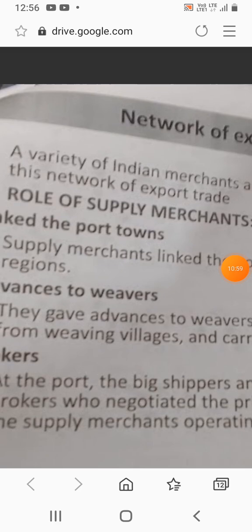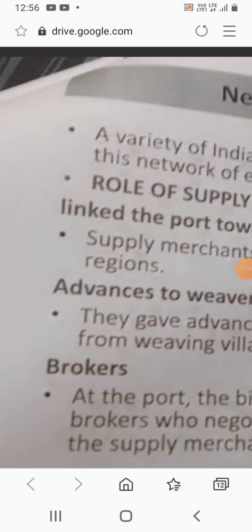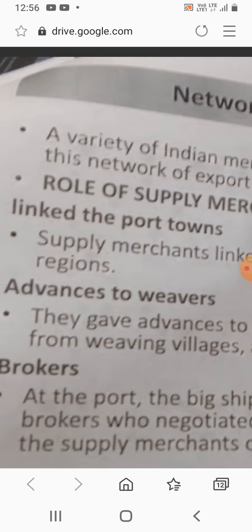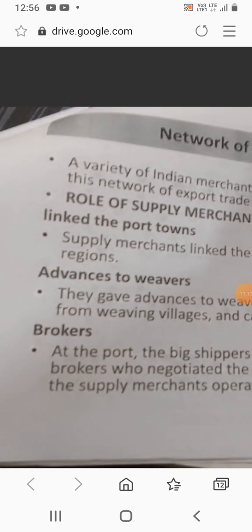And this is link the port terms. Suppose you know how to link the port terms. So you can write something, like supply merchants linked the port terms, or port terms were linked in your supply. Whatever comes to your mind, if you write it, you will get full marks.